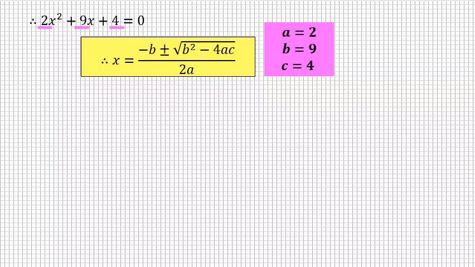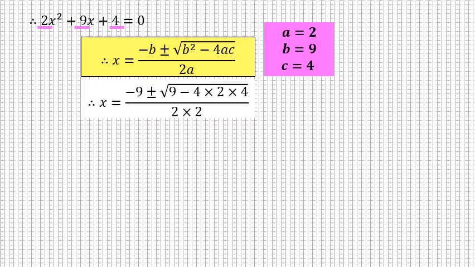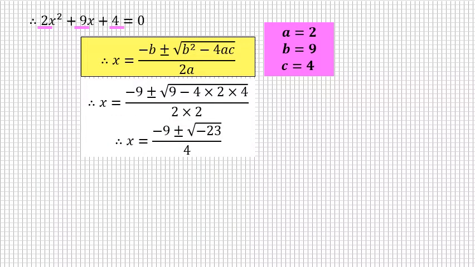Now let's substitute all those values into our quadratic formula. Please note it is essential that you memorize this quadratic formula. And here we have it. Negative 9 plus minus the square root of 9 squared minus 4 times 2 times 4. That is going to give us a negative number under the square root sign. So what kind of answers are we expecting for this? Complex non-real numbers. So, reminder, any negative number underneath a square root sign can be written in terms of i.